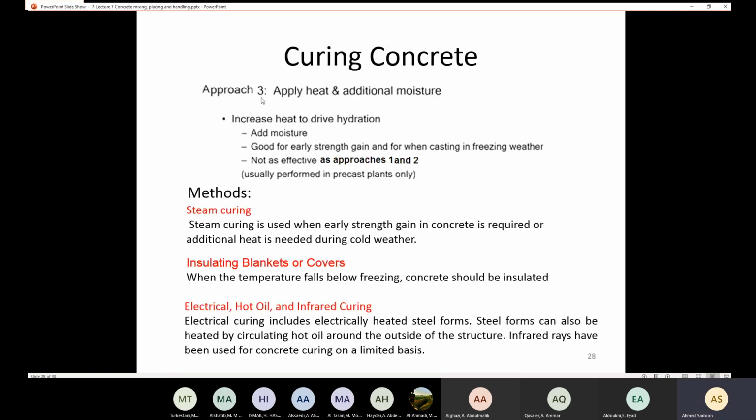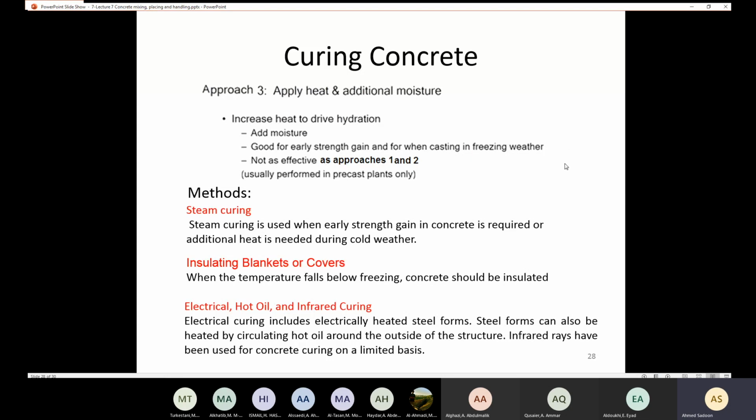The last approach: we are going to apply heat and additional moisture. We are going to increase the heat in order to drive hydration. We know that hydration is a chemical process. So if we increase the heat around, the process is going to speed up as well. But you need to add moisture. You need to keep the moisture of the environment. And that is good for early strength gain and for casting in freezing weather.